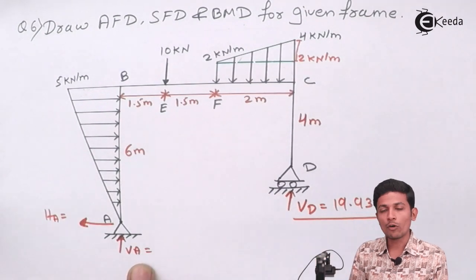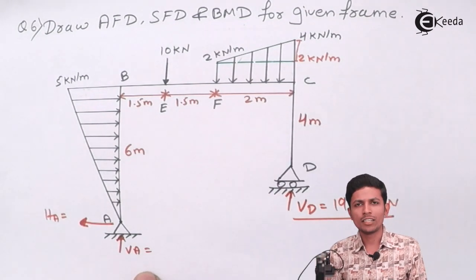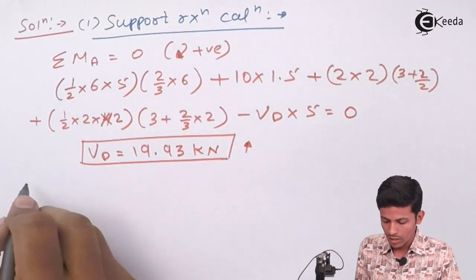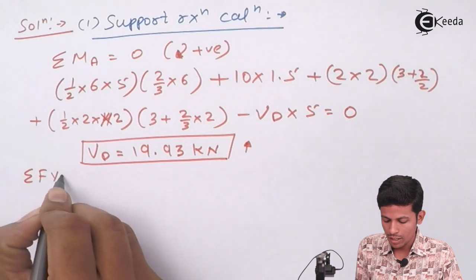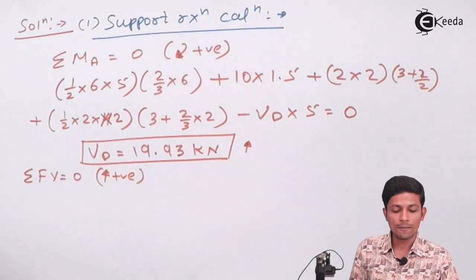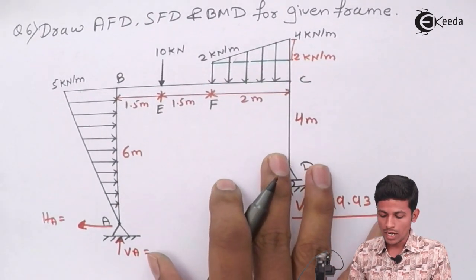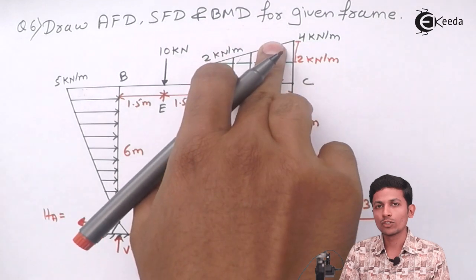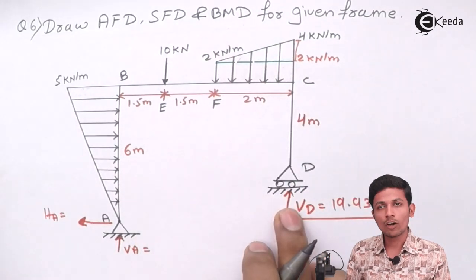Okay, now how to find VA? Simply apply summation Fy equal to 0, upward positive. Now see, this is going up, positive. This is going down, negative. This is also going down, negative. This is also going down, negative.